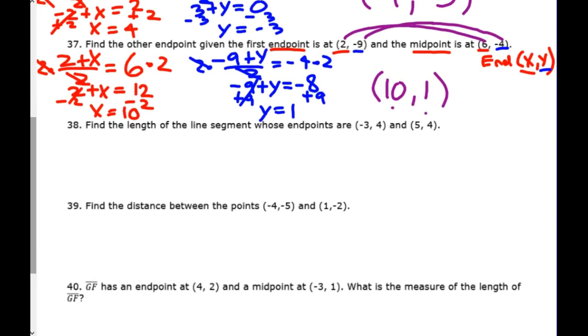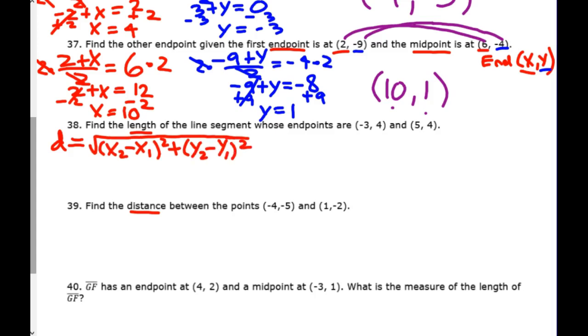39. So now we're finding length. Now, notice all these. Length and number 39. Distance. Okay, that's going to use distance formula. Okay, so D equals, and this is on your notes, and I'll give it to you on your test. The square root of X2 minus X1 squared plus Y2 minus Y1 squared. Cool. So let's do this.